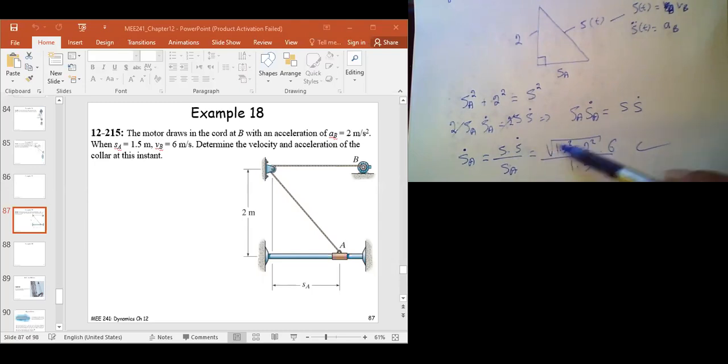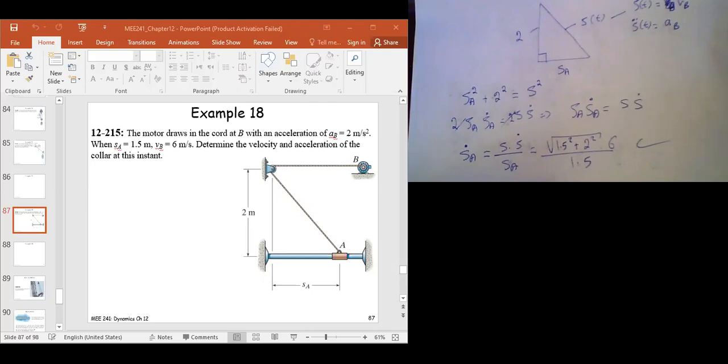So we know S is equal to the square root of 1.5 squared plus 2 squared. And then we said S prime is equal to 6. So is that true? Is S prime actually equal to 6? What is S prime equal to? Is it equal to 6? Yes, it's equal to the velocity at B. Right, yeah. Well, okay, so what is actually S prime?